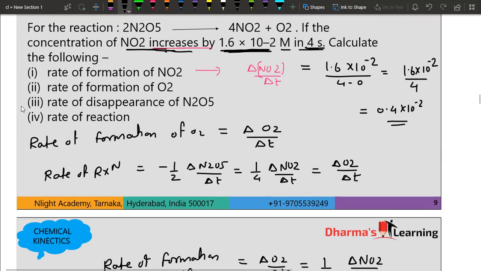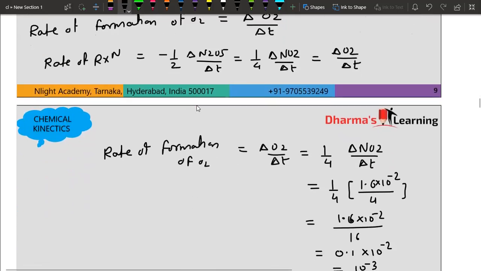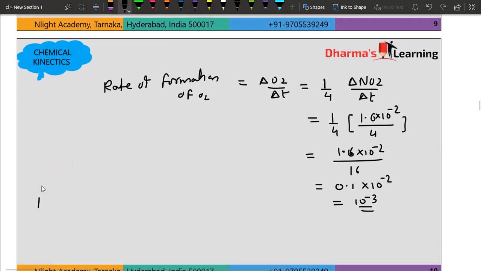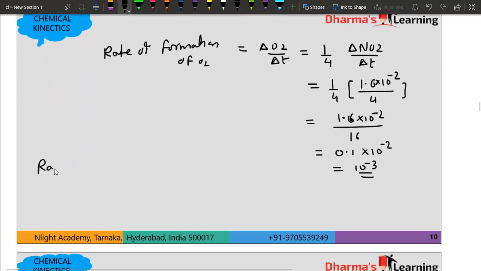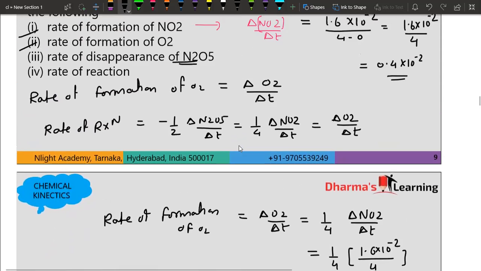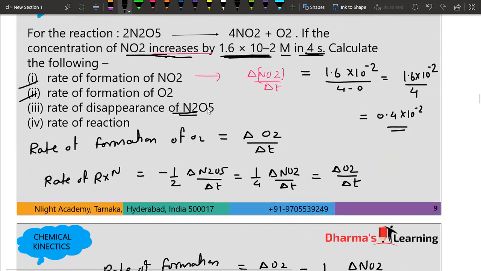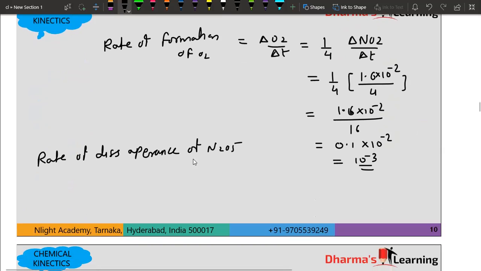Now, next we want the rate of disappearance of N2O5. How will you write the rate of disappearance? Rate of disappearance of N2O5, from the reaction, can be written as the change in concentration of N2O5 divided by change in time. It is nothing but delta N2O5 divided by delta T. This is the rate of disappearance.